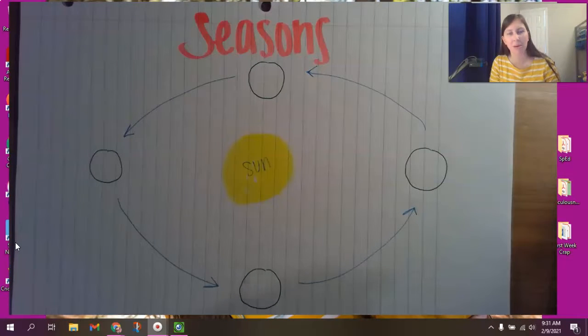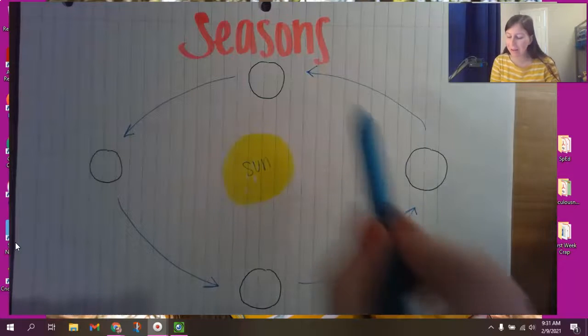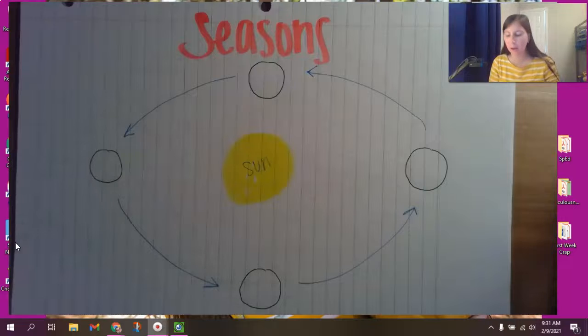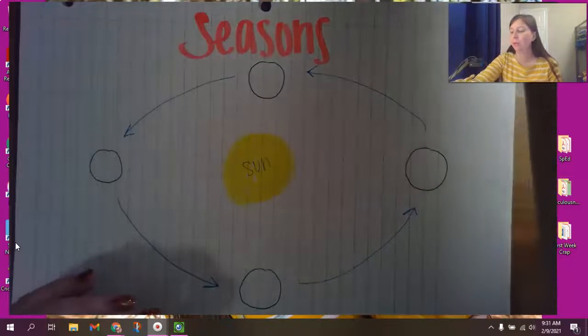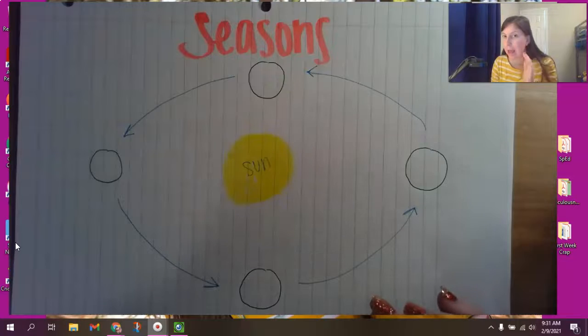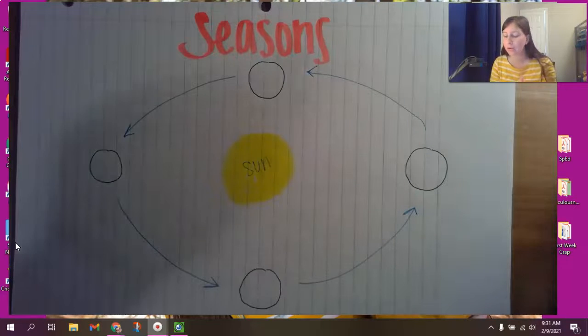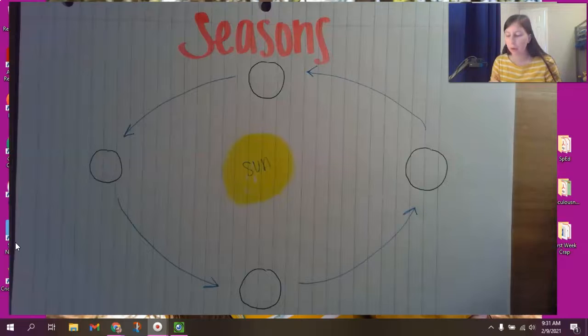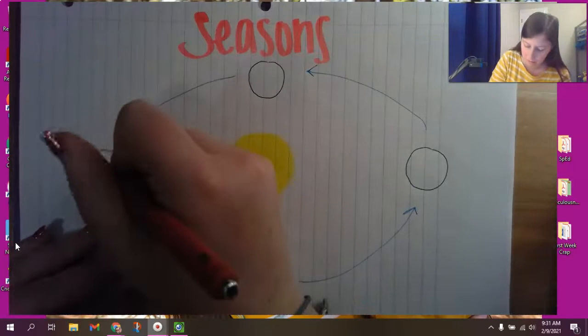2 weeks ago? I don't remember. Talking about the Earth revolving around the sun. So we know that the Earth goes in a circle around the sun. We also learned that the Earth has an axis. Remember, the axis goes from the North Pole clear down to the South Pole. But this axis is tilted.